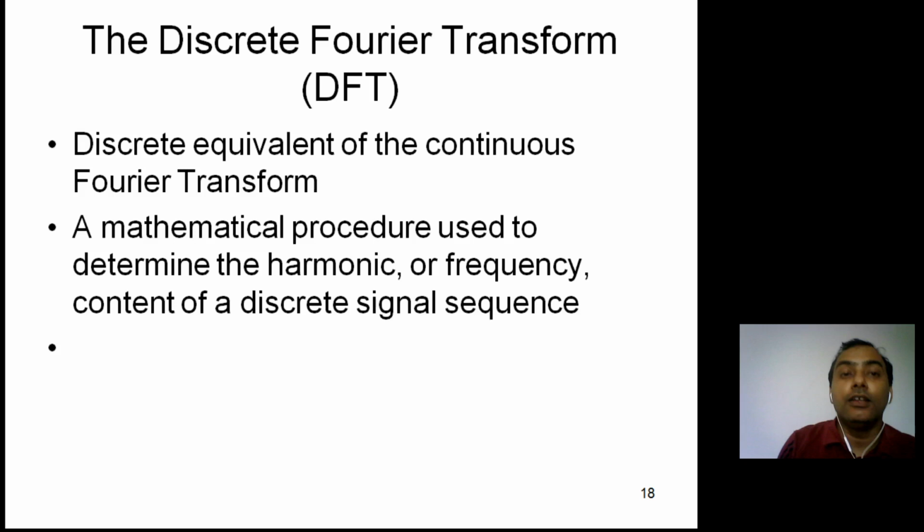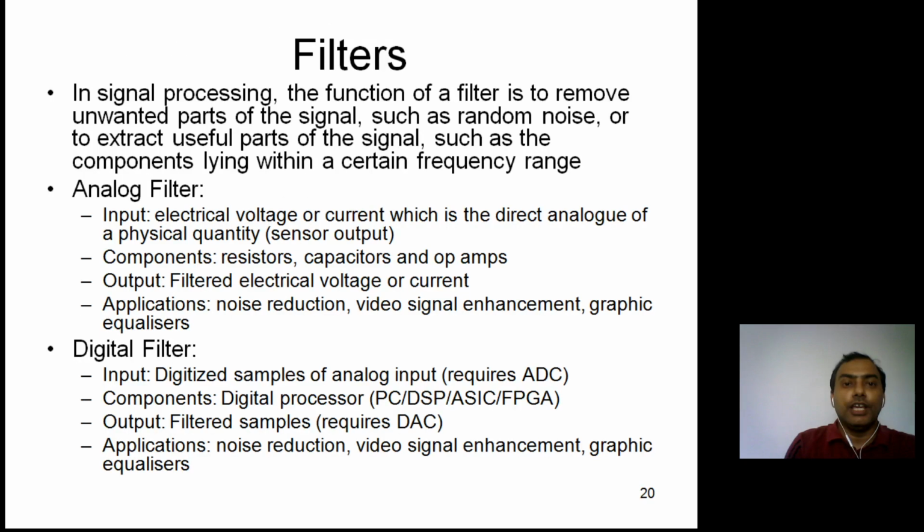Now filters. What we are going to study today: in signal processing, the function of a filter is to remove unwanted parts of a signal, such as random noise, or to extract the useful part of the signal, such as components lying within a certain frequency range. A filter is a device which stops unwanted signals. You know filters very well.